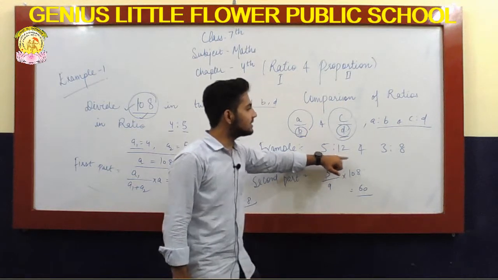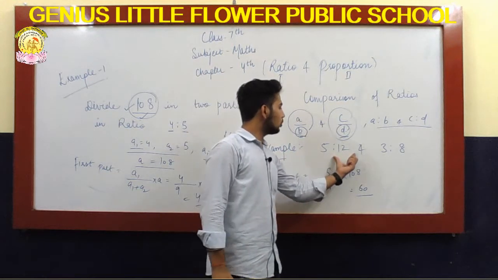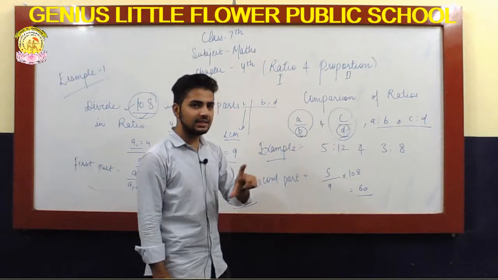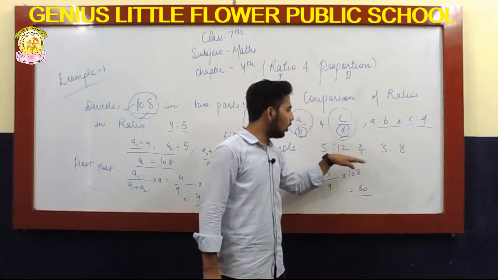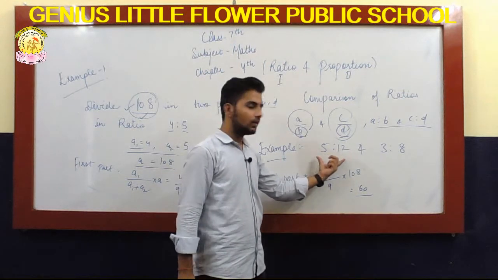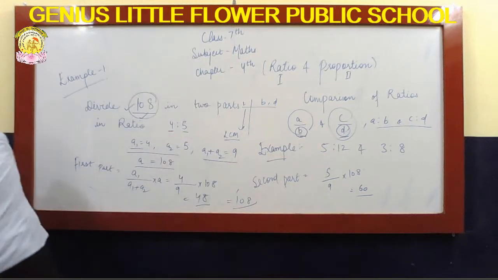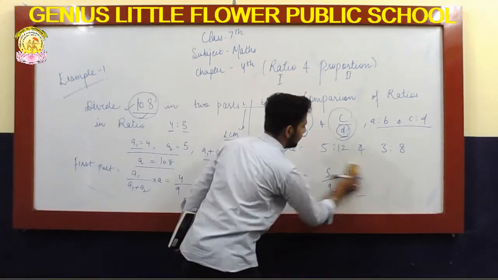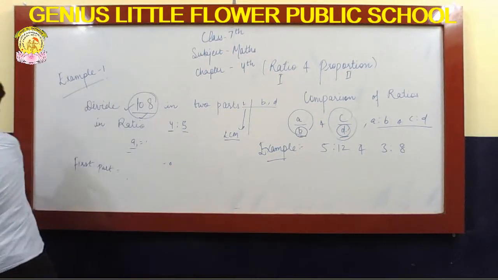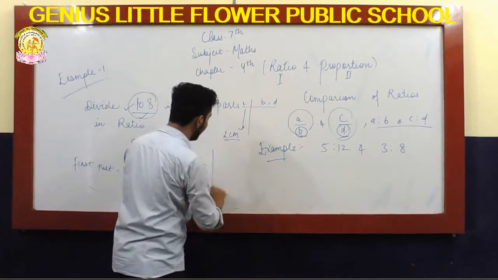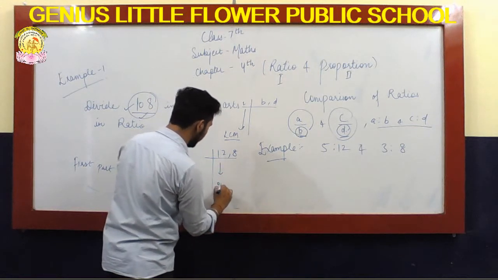So here the denominators are 12 and 8. This is the example of your concept. So 12 and 8 are the denominators. You have to take the LCM first, and after taking the LCM you have to make these denominators equal. So what are you going to do? Let's take example 1 of this concept. We are going to first take the LCM of 12 and 8. After taking the LCM you will get 24.